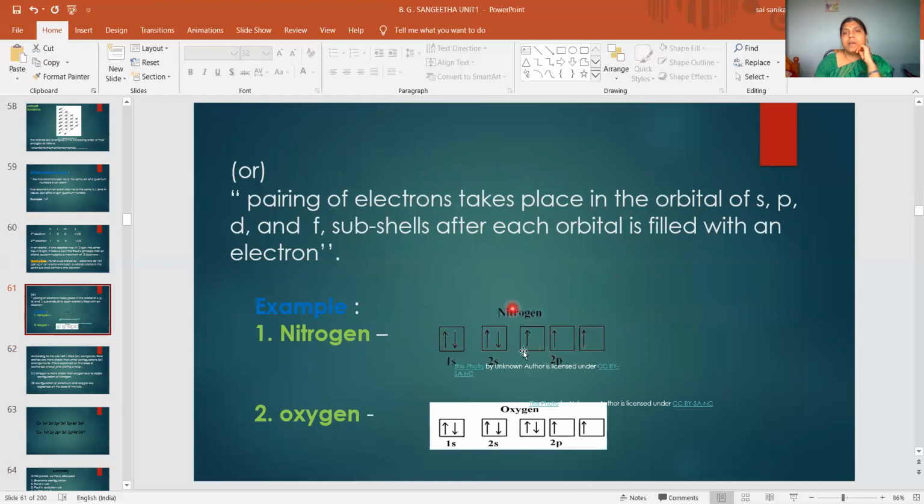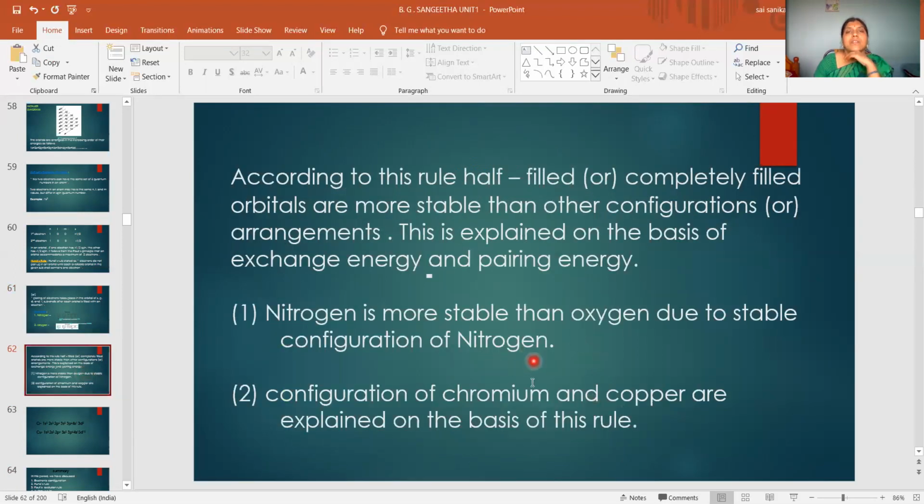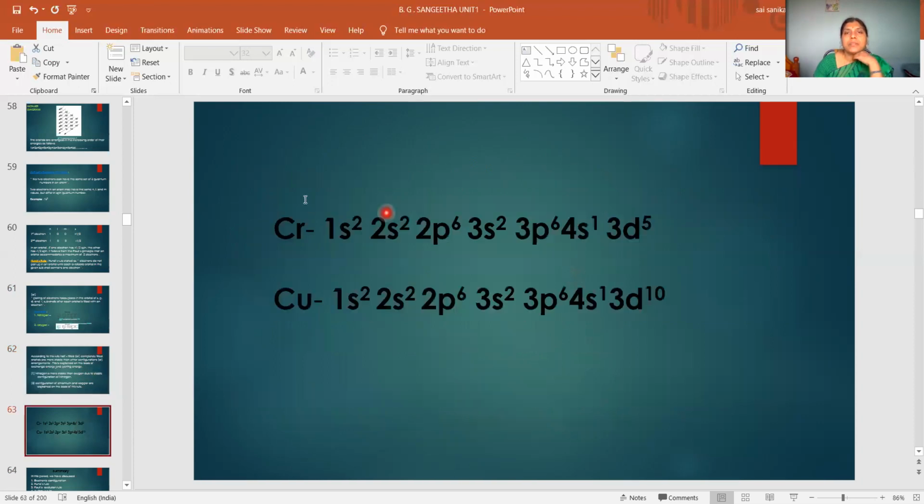Here 1, 1, 1. This means half-filled p orbitals. Whereas in oxygen, here 2, here 1, 1 only. That means it is incompletely filled. So that's why the nitrogen atom is more stable than oxygen, due to Hund's rule, that is, due to half-filled p orbitals. Similarly, chromium and copper. Why are these two stable? Here half-filled d orbitals, and here completely filled d orbitals. According to Hund's rule, half-filled and completely filled d orbitals are more stable than incompletely filled orbitals. That's why these two atoms are more stable.